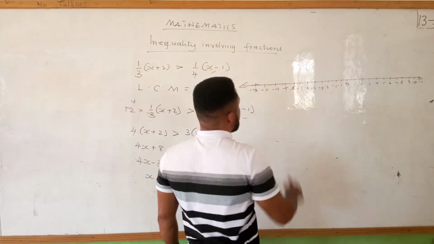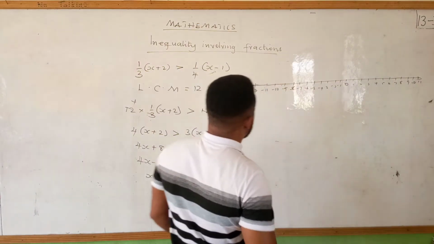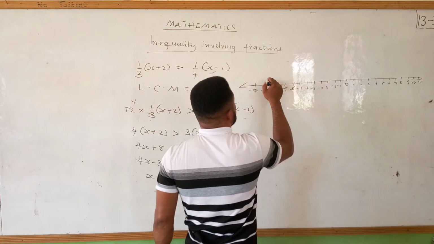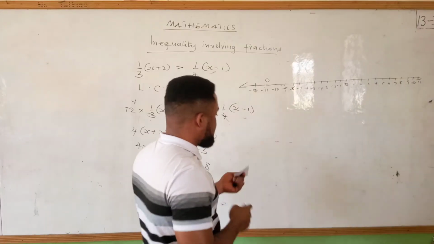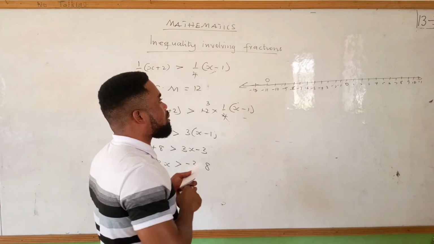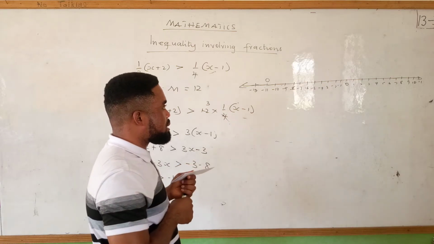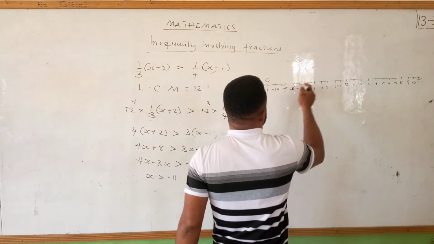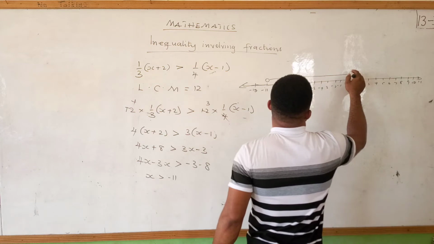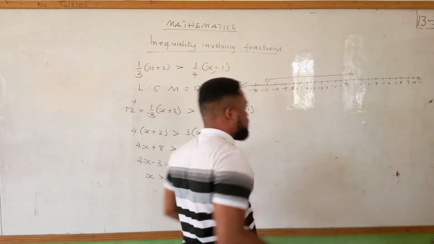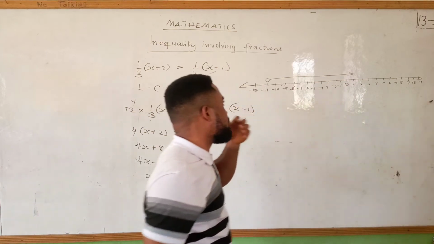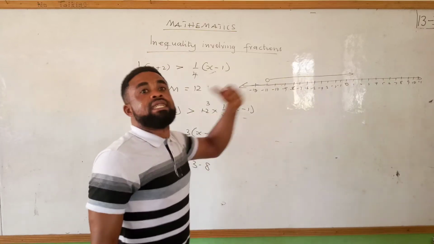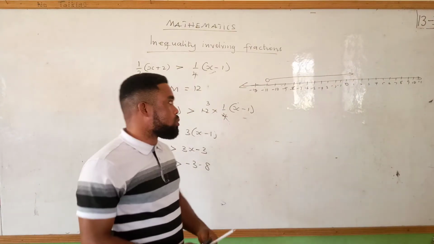So yeah, let me do it well. Now you just have to locate where negative 11 is. This is where negative 11 can be located. And we said that x is greater than what? Negative 11. x is greater than negative 11. So it means that from negative 10 upwards, they are all greater than negative 11. So all these values are greater than negative 11. That is how to represent it. Because 11 is not part, because we said that x is greater than negative 11. So that is it.